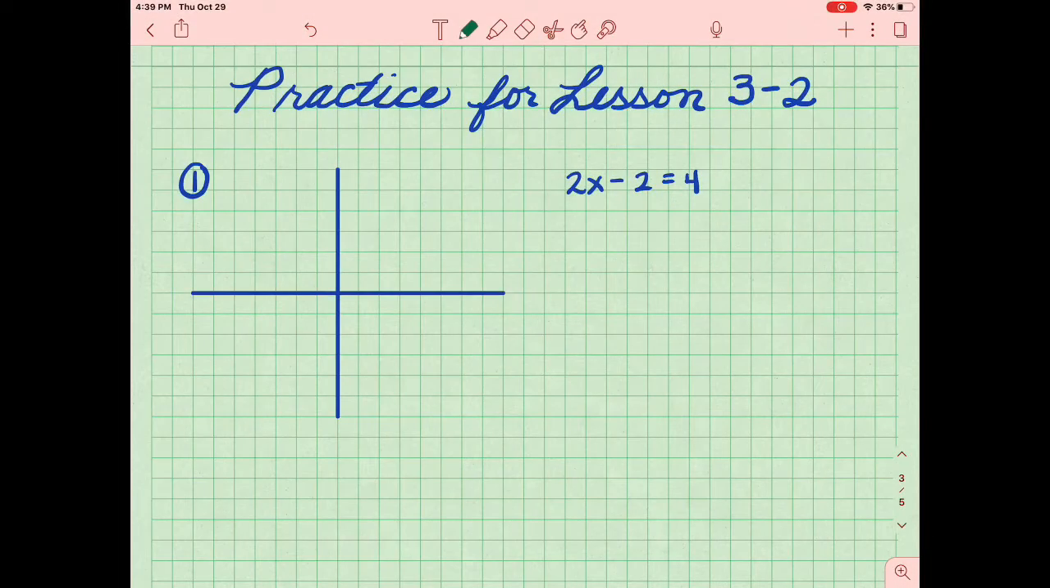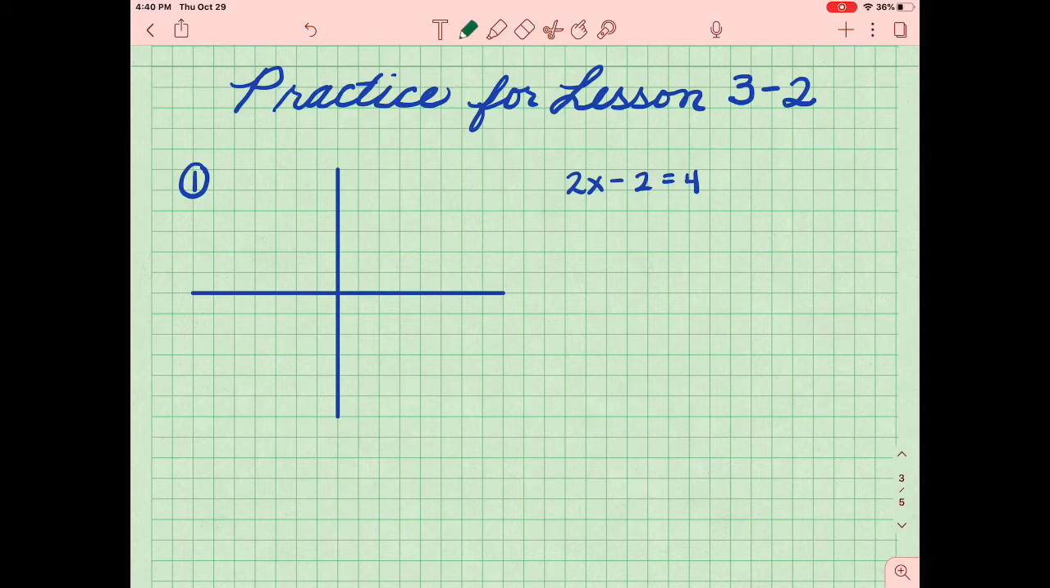The 3 problems that are in your lesson 3-2 November 2 homework, just in case you had some questions and wanted to see some examples worked out for you. The first one says, here's an equation. Draw a graph to help solve the equation and then find the solution to the equation.